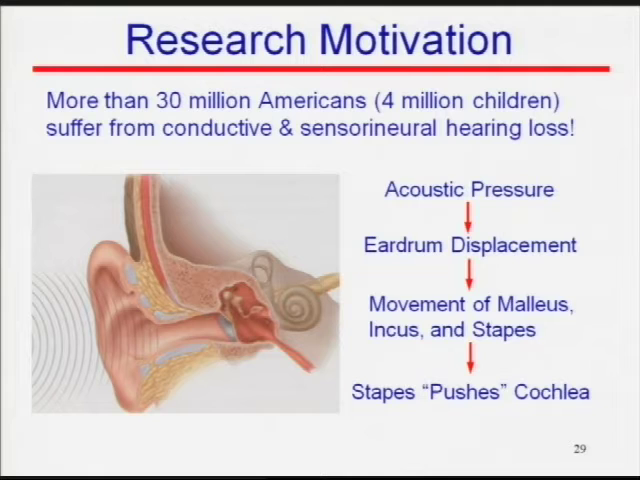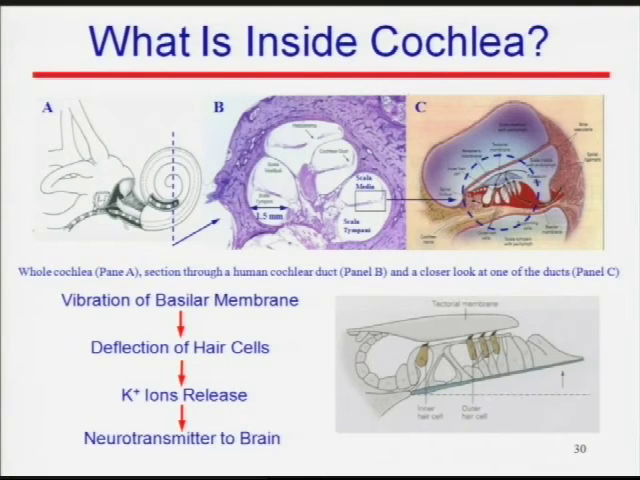Let's look at what's inside the cochlea. This is the cochlear structure. It's a spiral biological tube structure. If you take a scissor or a knife to cut through the cochlea, what you see is a cross section consisting of a number of biological chambers with a typical dimension on the order of 1.5 millimeter.